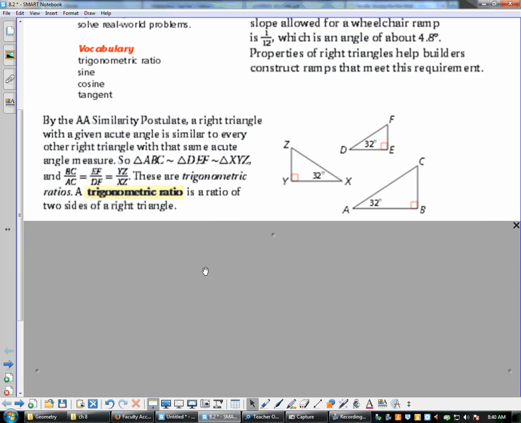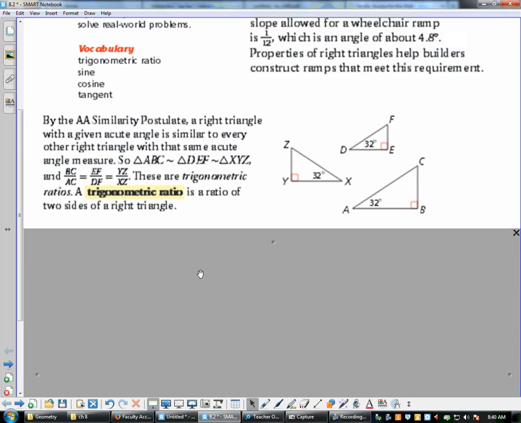So just to remind you, take a look at these three triangles. By the AA similarity postulate, a right triangle with a given acute angle is similar to every other right triangle with that same acute angle. So if you notice, these three right triangles all have an acute angle of 32 degrees. They're all different sizes, but they're all similar to each other by AA similarity, from last chapter. And that means that triangle ABC is similar to triangle DEF, is similar to triangle XYZ, and the ratio of, we're taking BC over AC.